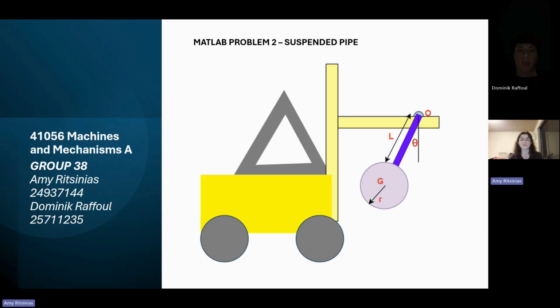Today we're going to be explaining problem 2. This problem involves a pipe that is suspended equally from two forklift tines via a rigid strap. The pipe is momentarily at rest at the max angle, the strap mass is negligible, and the pipe has a center of mass at point G with a radius r.